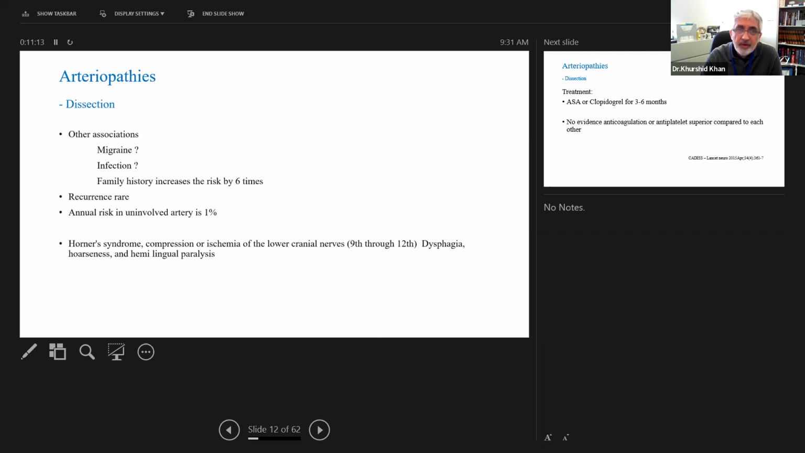The usual signs that we look for are ptosis and miosis if the internal carotid artery is affected. Compression of cranial nerves may be involved, especially 9 to 12, and cause dysphagia, hoarseness, and hemilingual paralysis. This is as far as the bulbar symptoms are concerned, but then if it is causing a stroke, appropriate contralateral findings may be noted in these individuals.